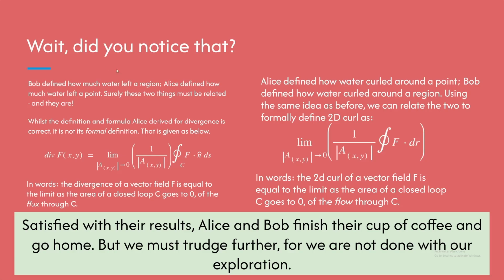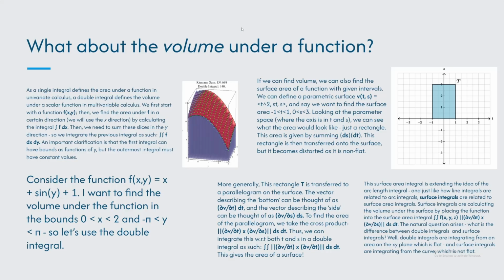So the double integral is trying to find the volume under a function. A single integral defines the area under a function in univariate calculus. Univariate just means one variable, normal calculus, right? But a double integral defines the volume under a scalar function. So if you have a function, this is like the surface of a function, and the volume under this is defined by the double integral.